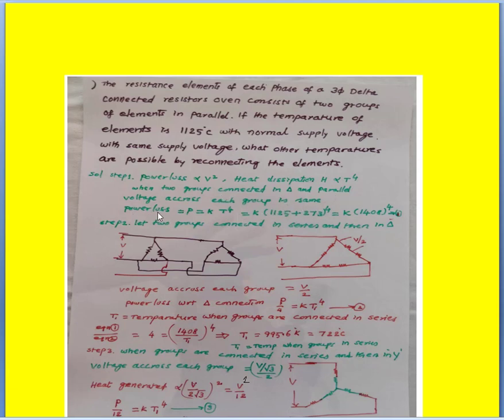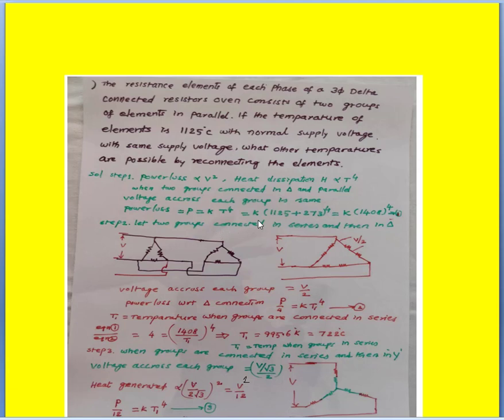So then we can write power loss P is equal to K into T power 4. So from this we can say K into the temperature that is attained with this combination, which is given as 1125 plus 273, whole power 4. So that is we get K into 1408 to the power of 4. Let us say this is equation 1. Next, coming to the second step. So he is asking what are the other possibilities to get different temperatures.